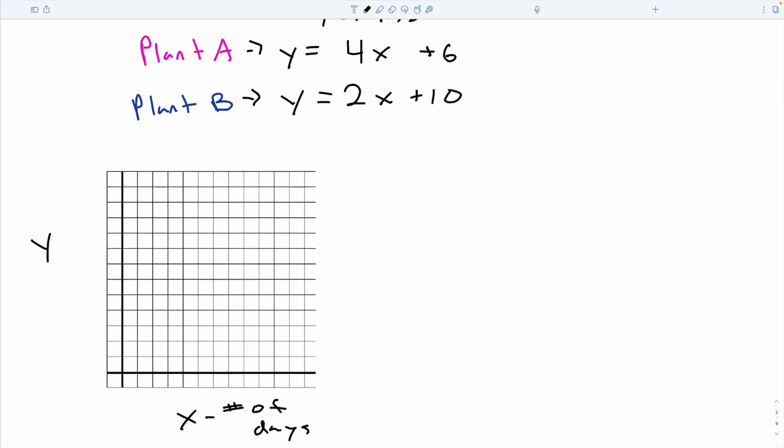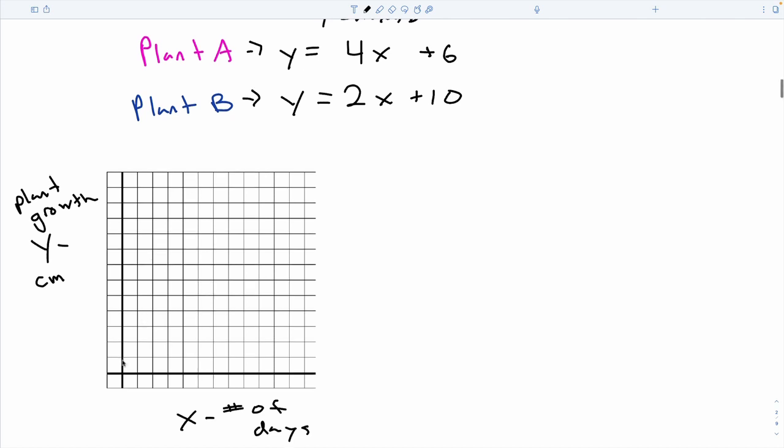So let's do that correctly to make sure it actually makes sense. Number of days and centimeters. Or you could put plant growth. Sure. Yeah, Jersey. That is a great idea.